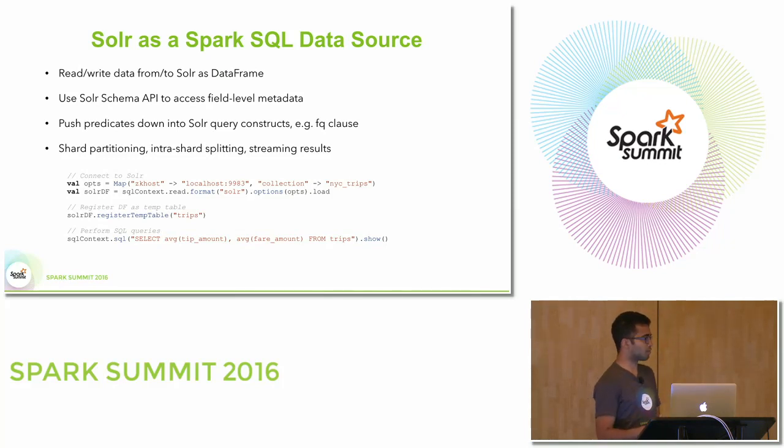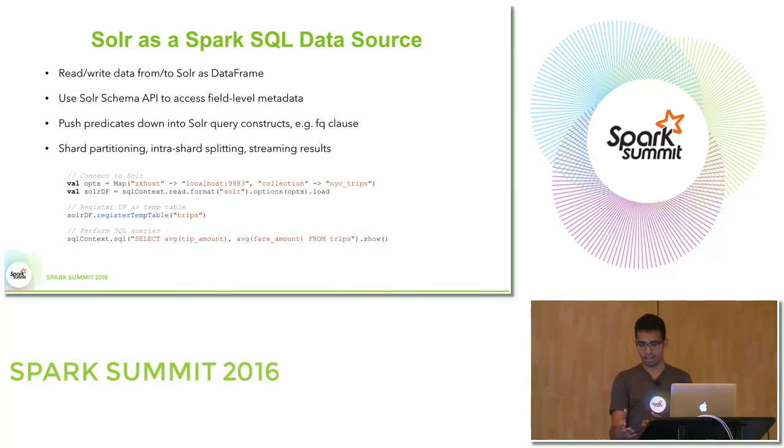To create a data frame, you need a schema. And luckily, SolrRDD gives a schema. It always had a schema that represents the data. So we use a schema API to get this field level metadata, and then we turn this field level metadata into struct type, and then we create a data frame. Once we create a data frame, we can start getting data from SolrRDD, and then we can access it using SQL queries, or we can access it using the data frame operations.